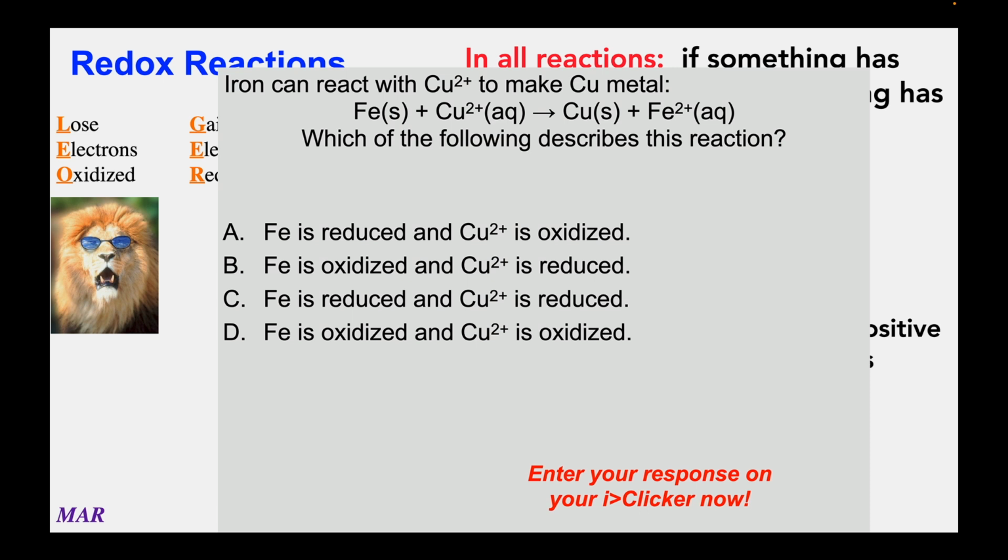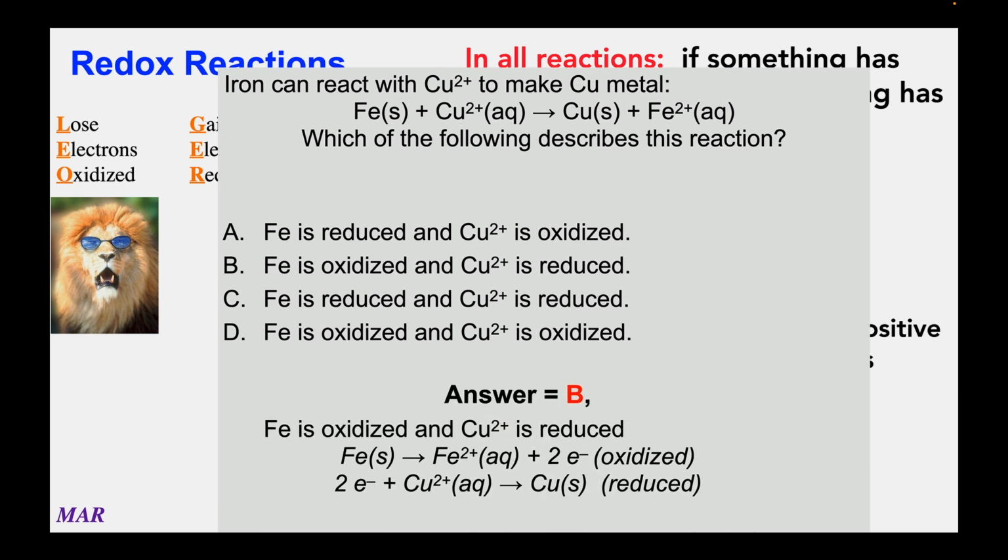So copper 2+ is gaining electrons. Copper 2+ is being reduced. So answer B would be the best answer here.